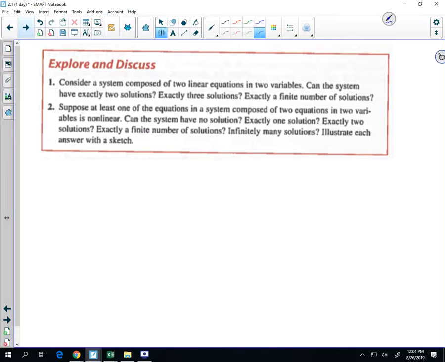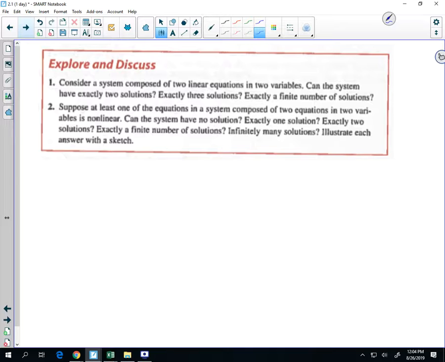So it says, consider a system composed of two linear equations and two variables. Can the system have exactly two solutions, exactly 3 solutions, exactly a finite number of solutions? What do you think of that question? We kind of just talked about this, about how many solutions they can have. So I want you to think about the answer to that and maybe type it in. We'll look at it in class.